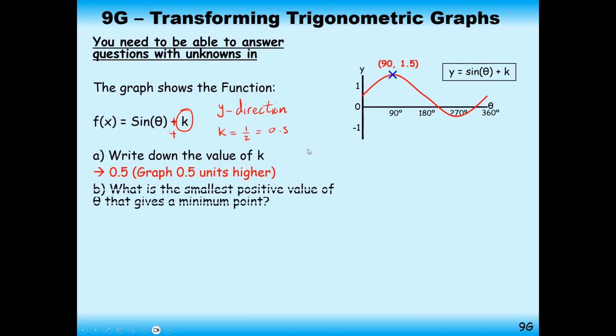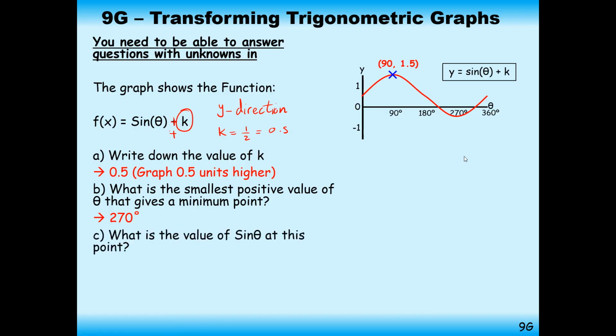Then in the next part of the question, we've been asked: what is the smallest positive value of theta that gives a minimum point? All right, so the minimum point is at 270 degrees, right? And that doesn't change. The fact that this k is added in the y direction doesn't change the graph in the x direction. So its minimum was originally at 270 degrees, and occurs now when the input is still at 270 degrees.